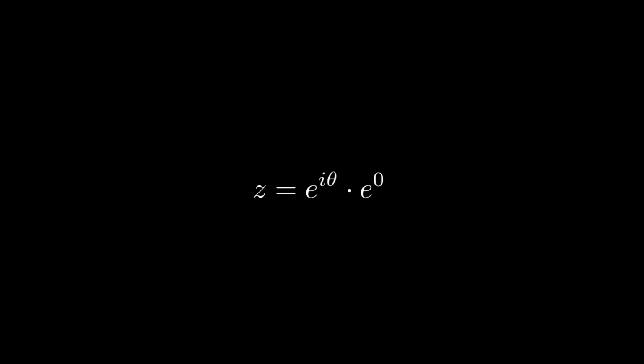Since we know that z is equal to cosine of theta plus i sine theta, we conclude that e to the i theta is equal to cosine of theta plus i times the sine of theta. And we're done. And that concludes our proof of Euler's formula without using a Taylor series.